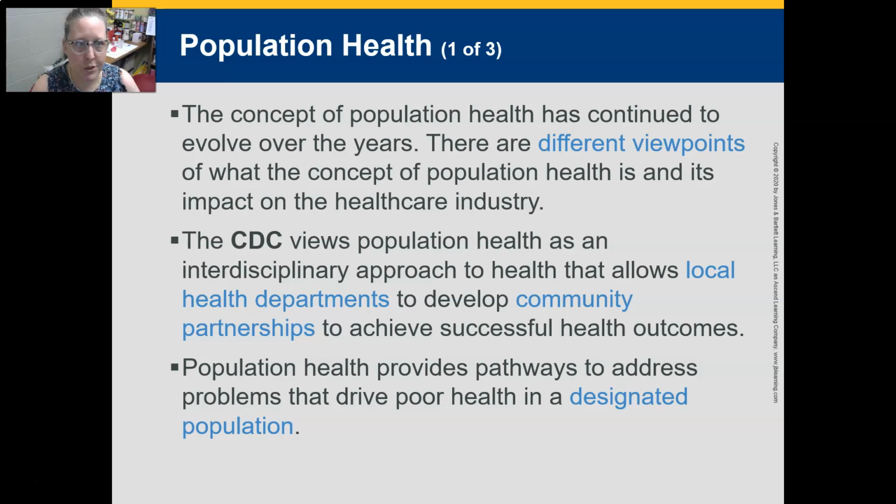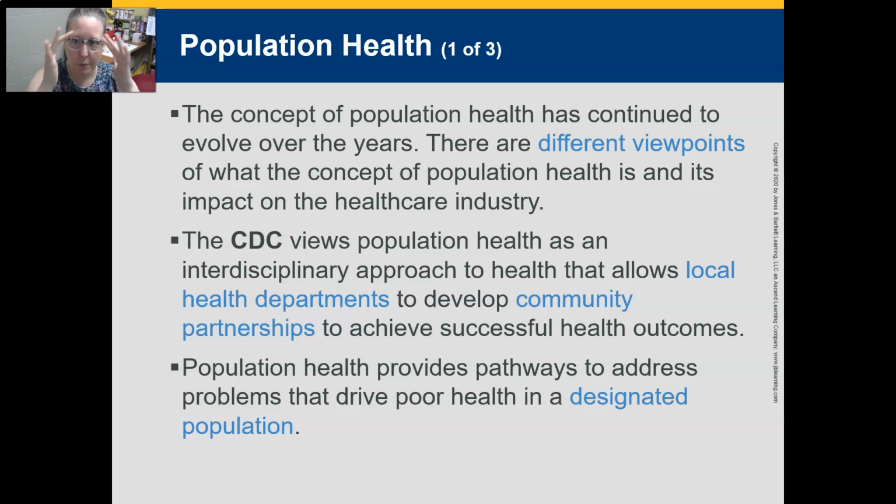The concept of population health has continued to evolve over the years. There are different viewpoints of what the concept of population health is and its impact on the healthcare industry. The CDC, the Center for Disease Control and Prevention, views population health as an interdisciplinary approach to health that allows local health departments to develop community partnerships to achieve successful health outcomes. Population health provides pathways to address problems that drive poor health in a designated population.